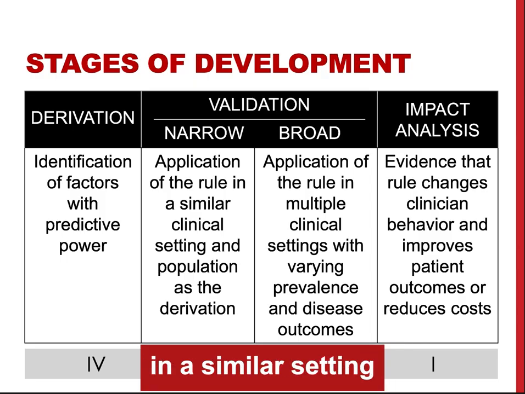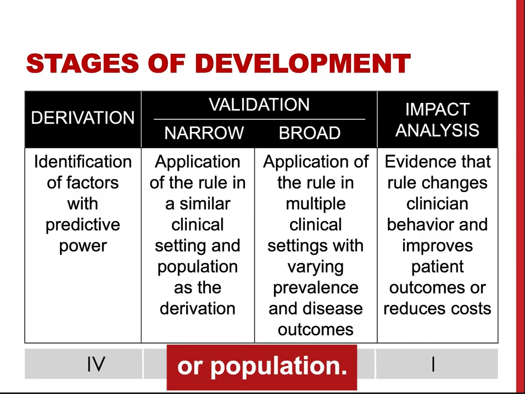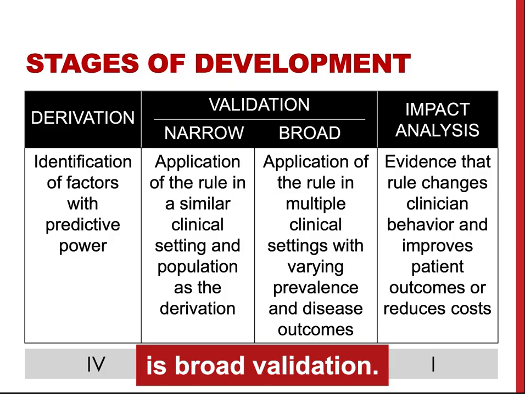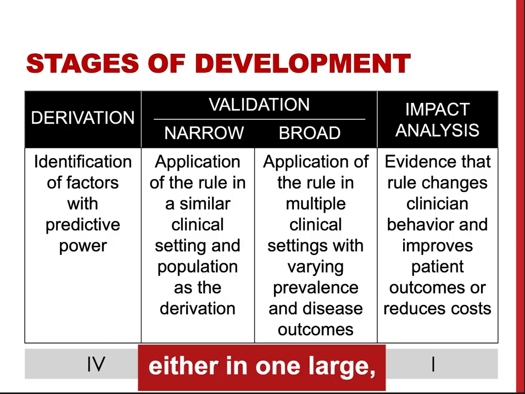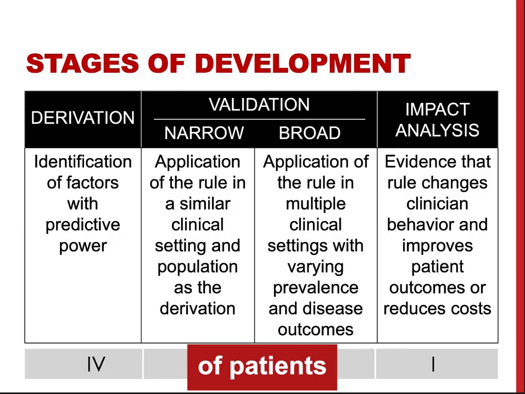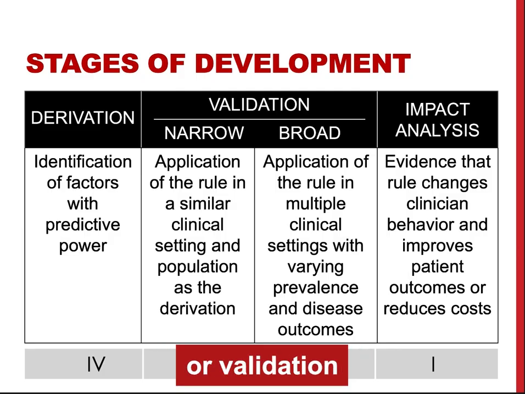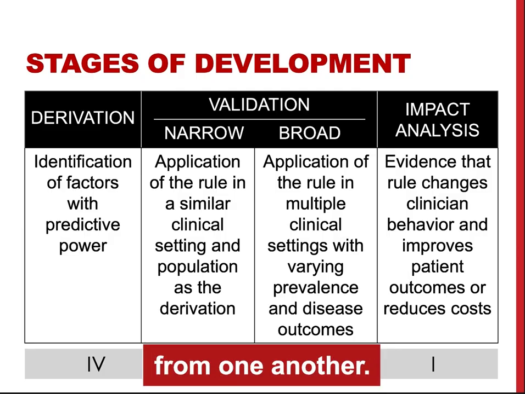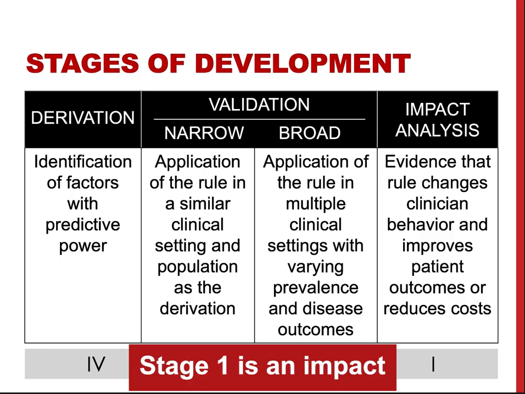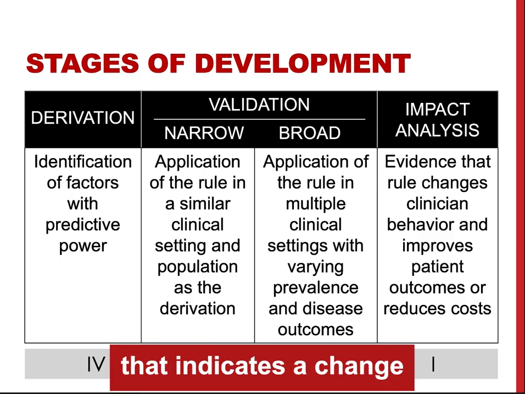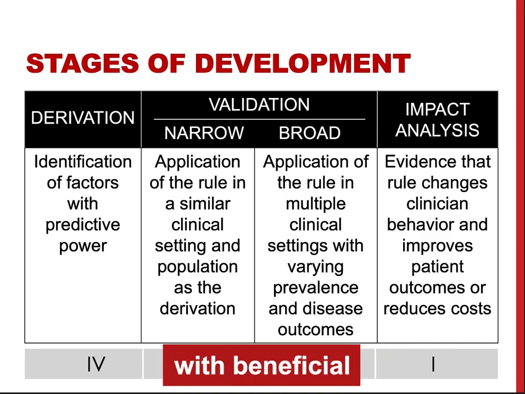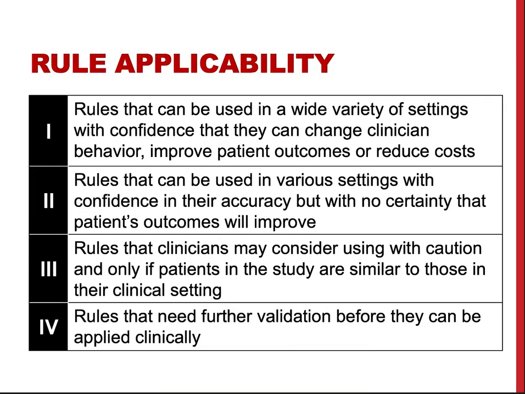That is the validation in a similar setting or population. Stage 2 is broad validation. The rule shows accuracy either in one large prospective multi-center study, including a broad spectrum of patients and clinicians, or validation in several smaller settings that differ from one another. Stage 1 is an impact analysis that indicates a change in clinician behavior with beneficial consequences.